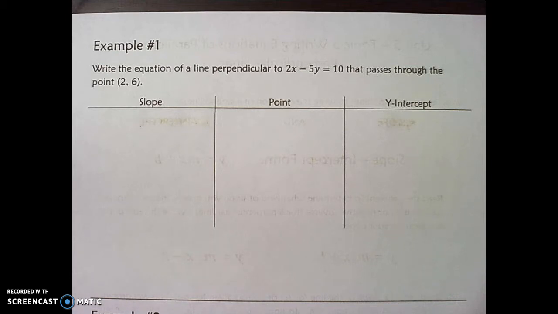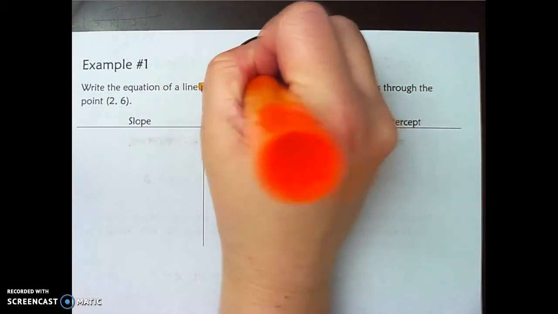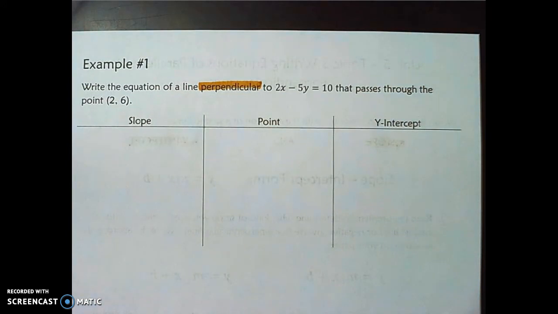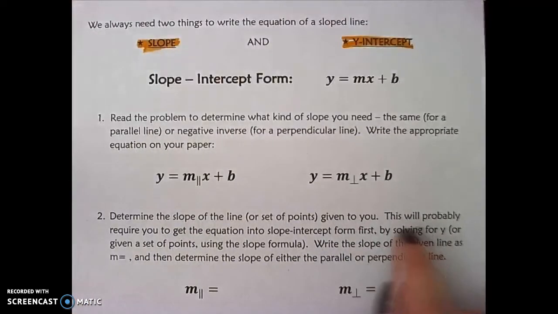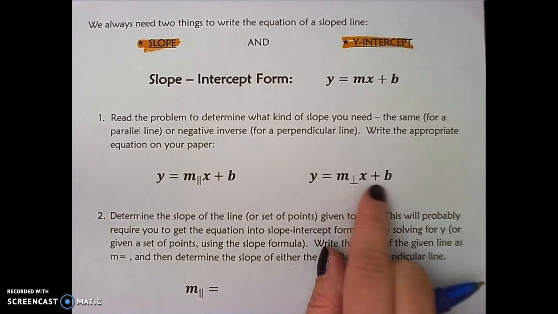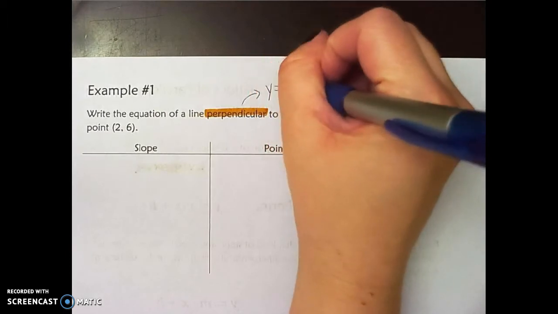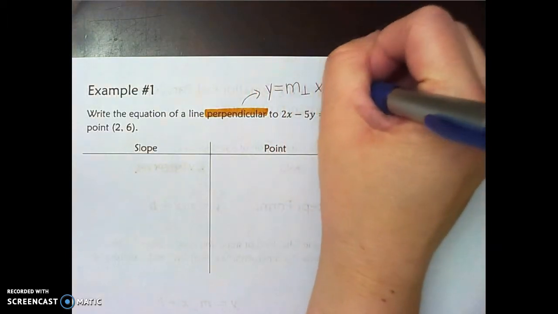So the first thing that I need to do is read the question and identify whether I want a parallel line or a perpendicular line. In this case, I see that I want a perpendicular line, and so my equation of my perpendicular line, instead of y equals mx plus b, is going to be y equals my perpendicular slope, x plus b. Okay, so I'm going to write that right here above the word perpendicular. So y equals perpendicular slope, x plus b.